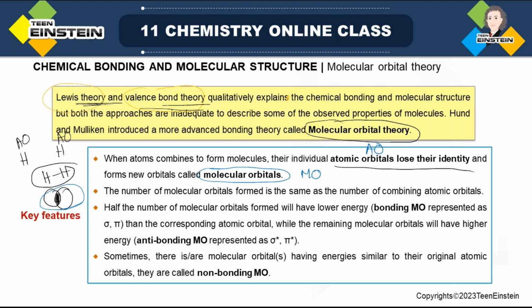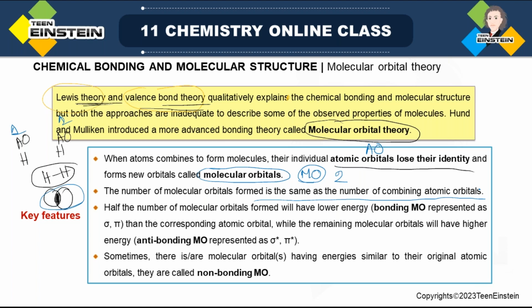Now how many molecular orbitals? See, it will always remain the same. In the simplest molecule you can see, atomic orbital number 1, number 2. So total 2 atomic orbitals, right? So 2 atomic orbitals means the number of MO will also be 2. So the total number of molecular orbitals formed is the same as the number of combining atomic orbitals.